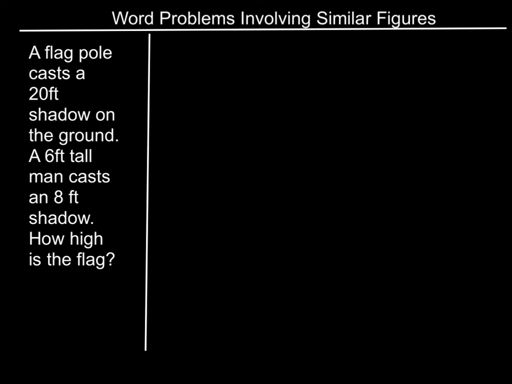So the problem says a flagpole casts a 20-foot shadow on the ground. A 6-foot tall man casts an 8-foot shadow. How high is the flagpole?